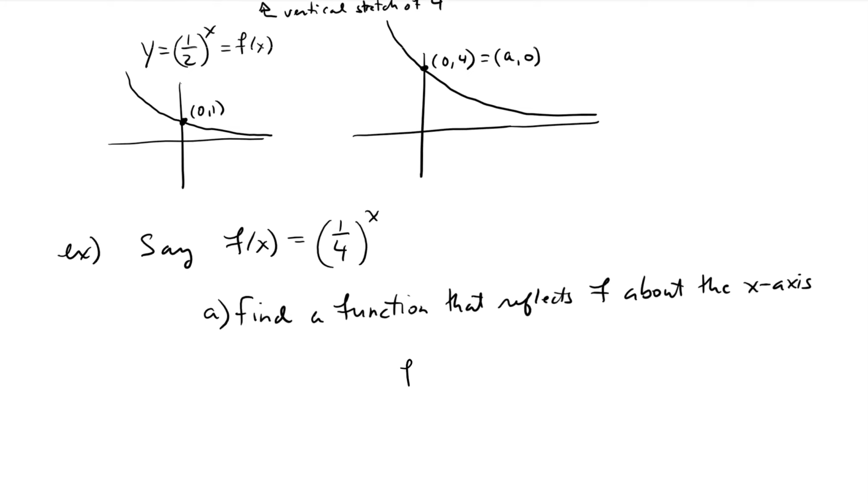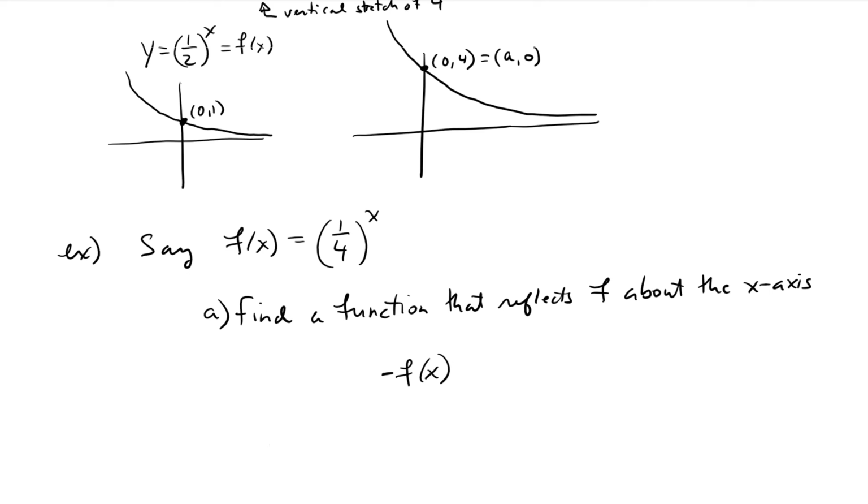Now, if we're given f of x, how do we reflect about the x-axis? Essentially, if we've got a point a, b on our curve, we want it to become a, minus b. So I have basically to change the sign of the y value. So my function f of x, I need to multiply it by a negative sign.